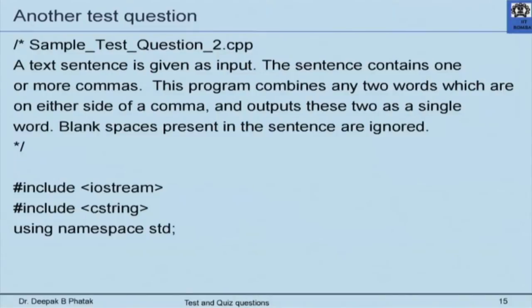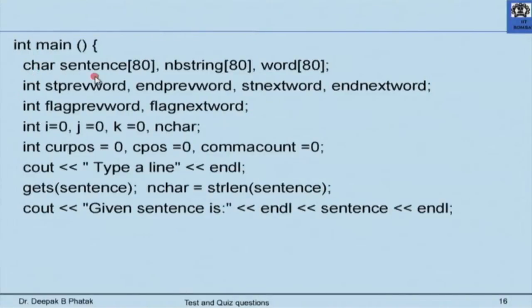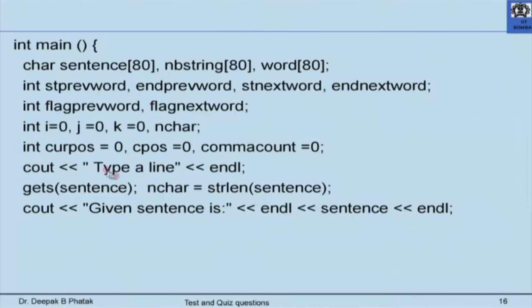So, here these are of course the standard things. The program actually defines a sentence, defines some strings, defines word, defines string, the previous word, end of previous word, that is start of previous word, end of previous word, start of next word, end of next word. Please note that I need to identify the words on either side of a comma, and each word will begin at some position and end at some position, and I need to know these positions so that I can combine or concatenate those characters and produce a single word. Obviously, this is not a very straightforward or simple problem. I start with a cursor and I say the current position is 0, I will set these positions there. I have multiple positions here.